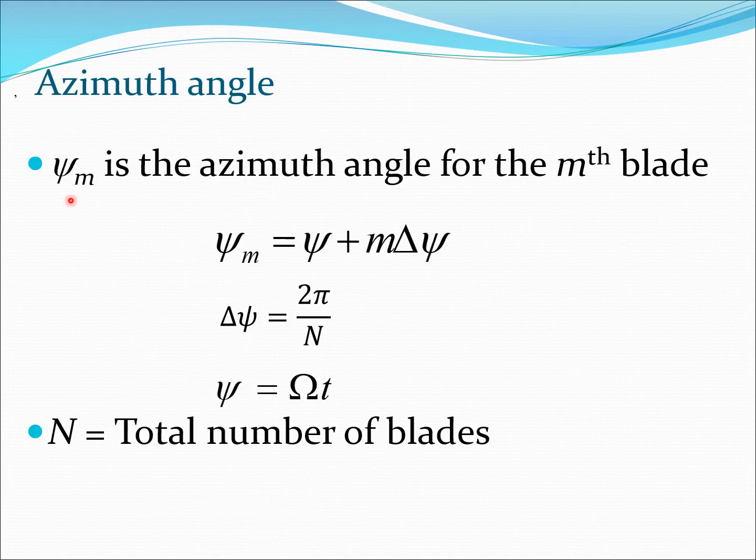Now we also use psi m in those formulas, and psi m is the azimuth for the blade number m. So for example, psi m would be psi plus m delta psi, where delta psi is 2 pi by N and psi is omega into t. Remember, the circumference of the rotor is 2 pi, so we take 2 pi, we divide it by the number of blades, and that gives us delta psi. So these are all the locations of the blade round the rotor disc. N of course is the total number of blades.